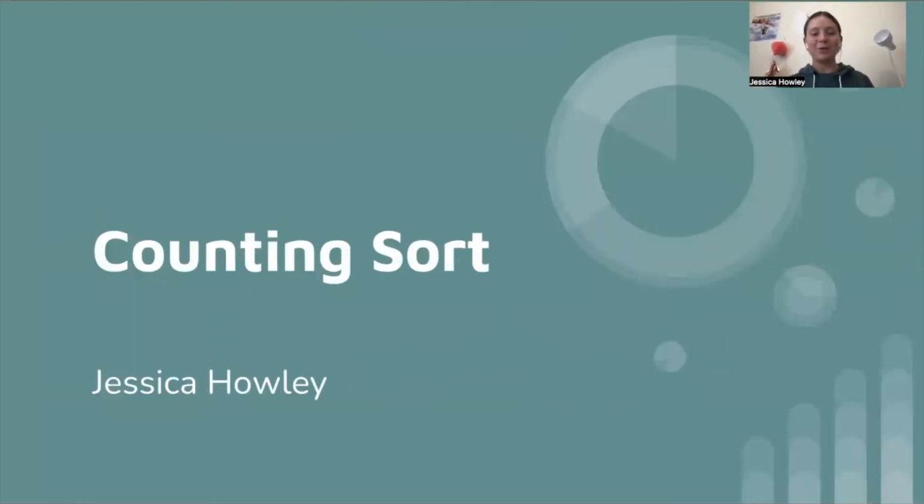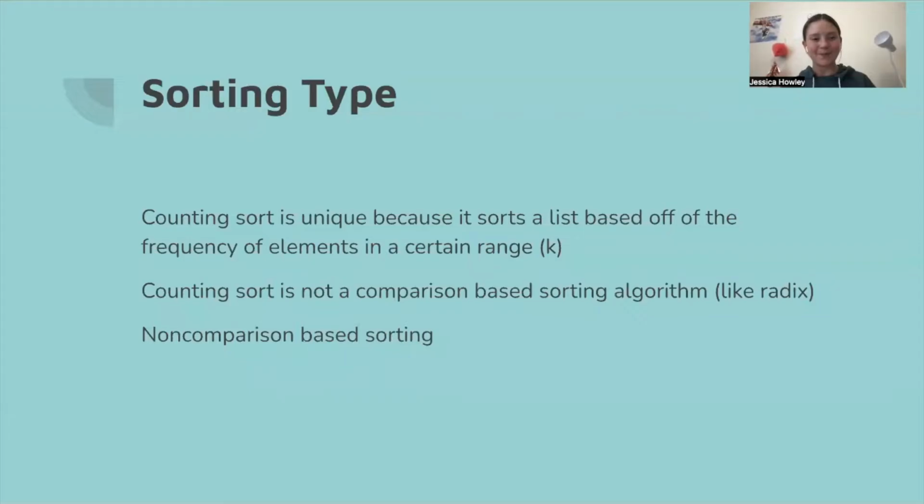Video project will be on the counting sort. So, sorting type. The counting sort is unique from others because it sorts a list based off of the frequency of each element on the list, and the list will be in a certain range, which will be denoted as K. It is not a comparison-based sorting algorithm like most of the ones that we learn. It is more similar to radix. It's a non-comparison based sorting.